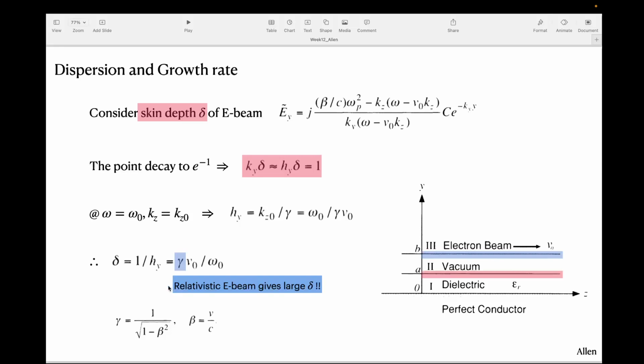The important thing in this one is the gamma term here. If gamma equals 1, then of course it's hard to achieve a proper interaction in order to grow the EM wave. But if we have a relativistic electron beam, then this gamma is very large, and thus we can easily couple the EM wave from the electron beam to amplify our signal.